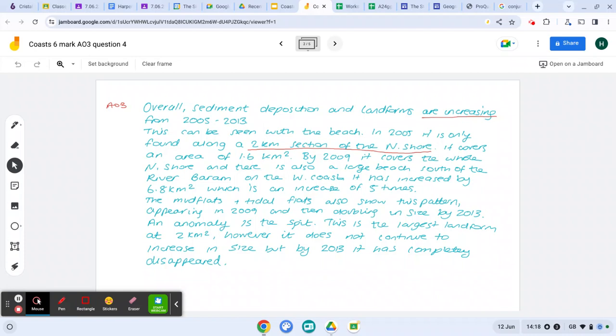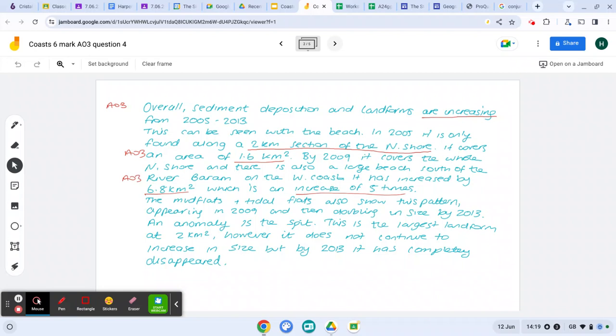It covers an area of 1.6 kilometres squared. So I'm now using the bar graph. So I've made a link. By 2009, it covers the whole North Shore, and there is also a large beach south of the River Barham on the west coast. It has increased by 6.8 kilometres squared, which is an increase of 5 times. So lots of links between the data, and I've also manipulated some data.